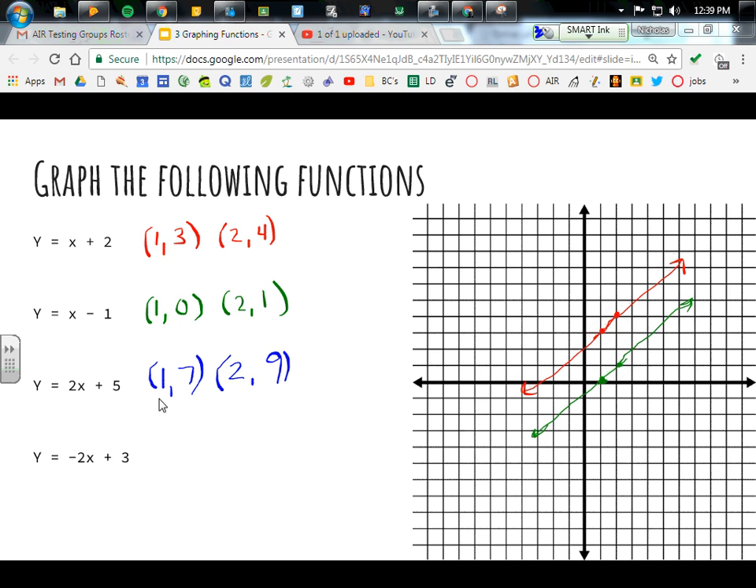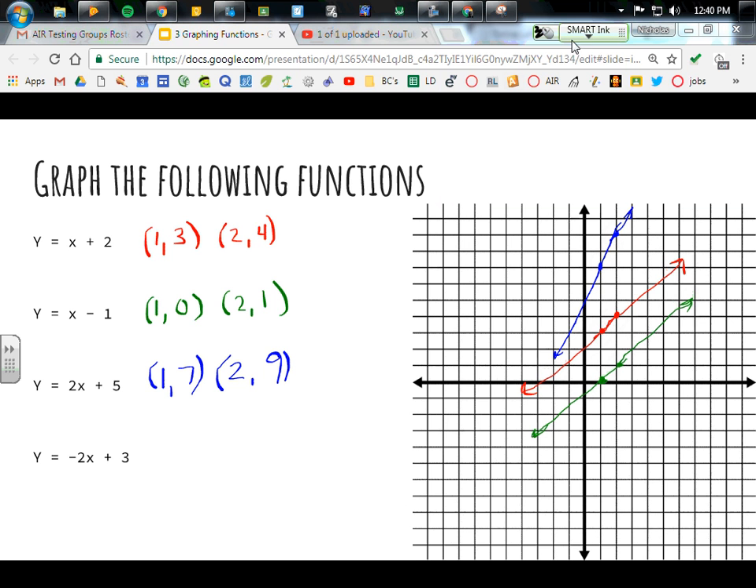So 1 and 7, and 2 and 9. This line is going to have more of a steep slope. Slope is something we're going to talk about in a few more weeks. You can see it goes about like that. All right, let's do the final function.